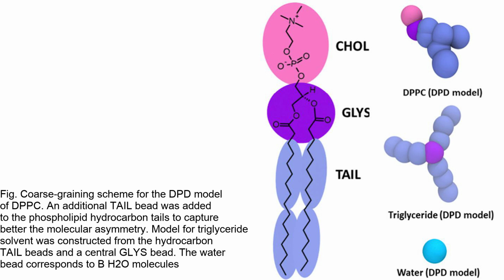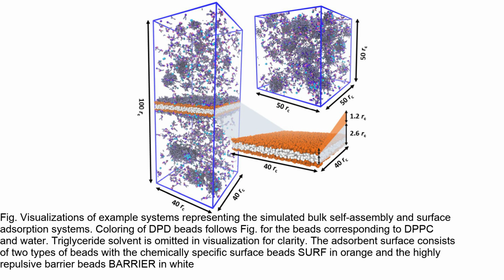Overall, the phase diagram provides valuable insights into the self-assembly of phospholipids in bio-oil solvents and can be used to guide the design of lipid-based microemulsion systems. Figure 2 in the paper shows the assembly phase diagram for the phospholipid, DPPC, in triglyceride solvent as a function of phospholipid concentration and water to DPPC ratio. The figure includes representative visualizations of each assembly phase.